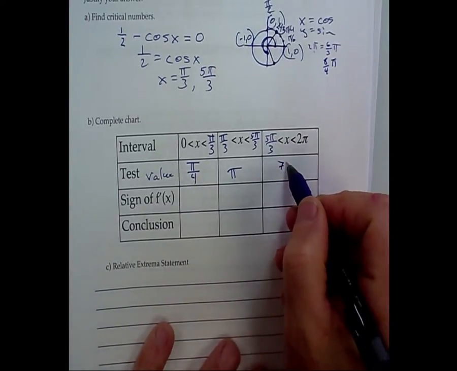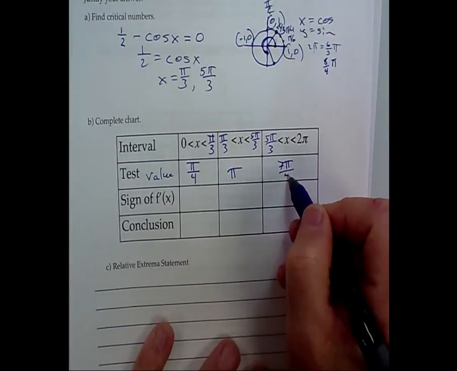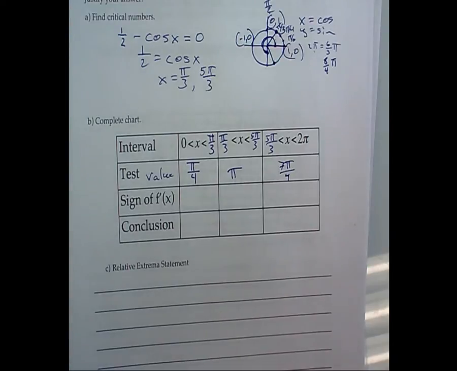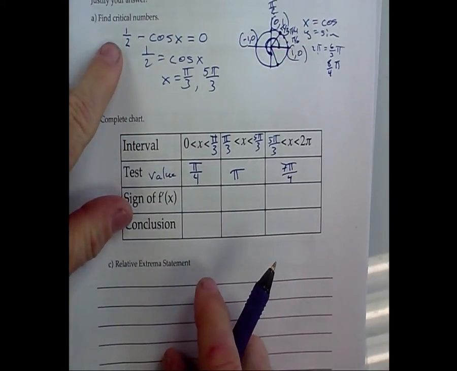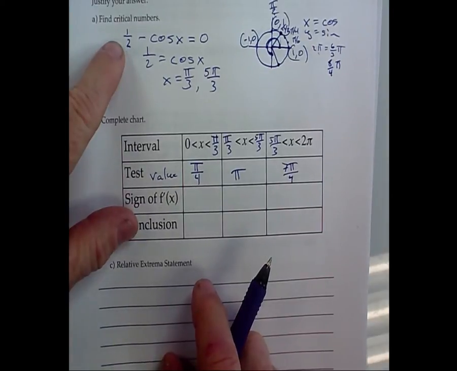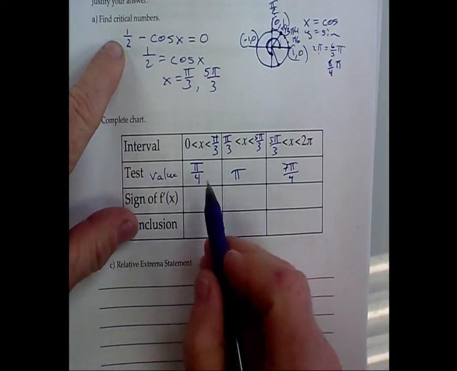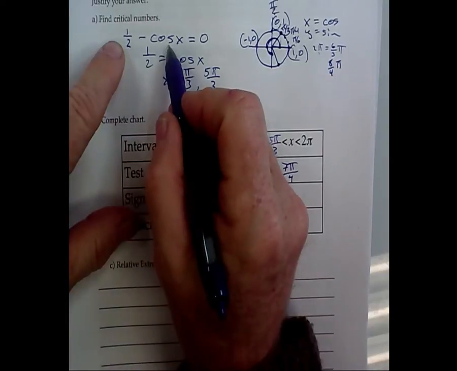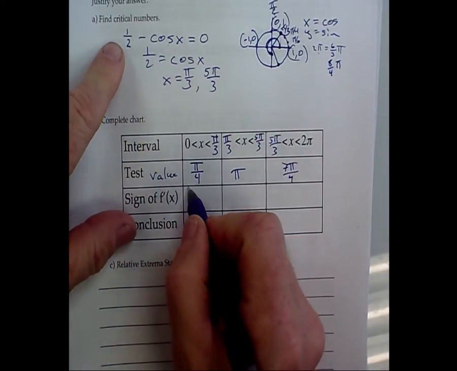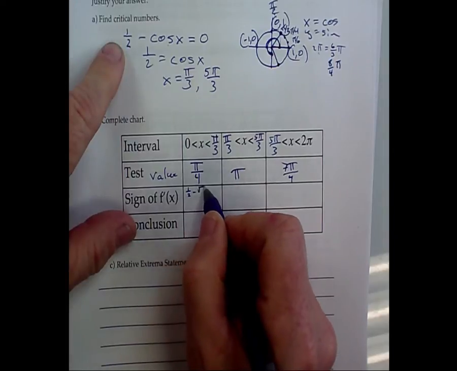Right, and here's the advantage of having 7 pi over 4. It's going to be the same as the cosine of pi over 4, correct? Now, why do I choose that? Because this right here is my derivative, correct? And I'm going to plug pi over 4 into cosine. So I'm going to write down 1/2 minus the square root of 2 over 2.